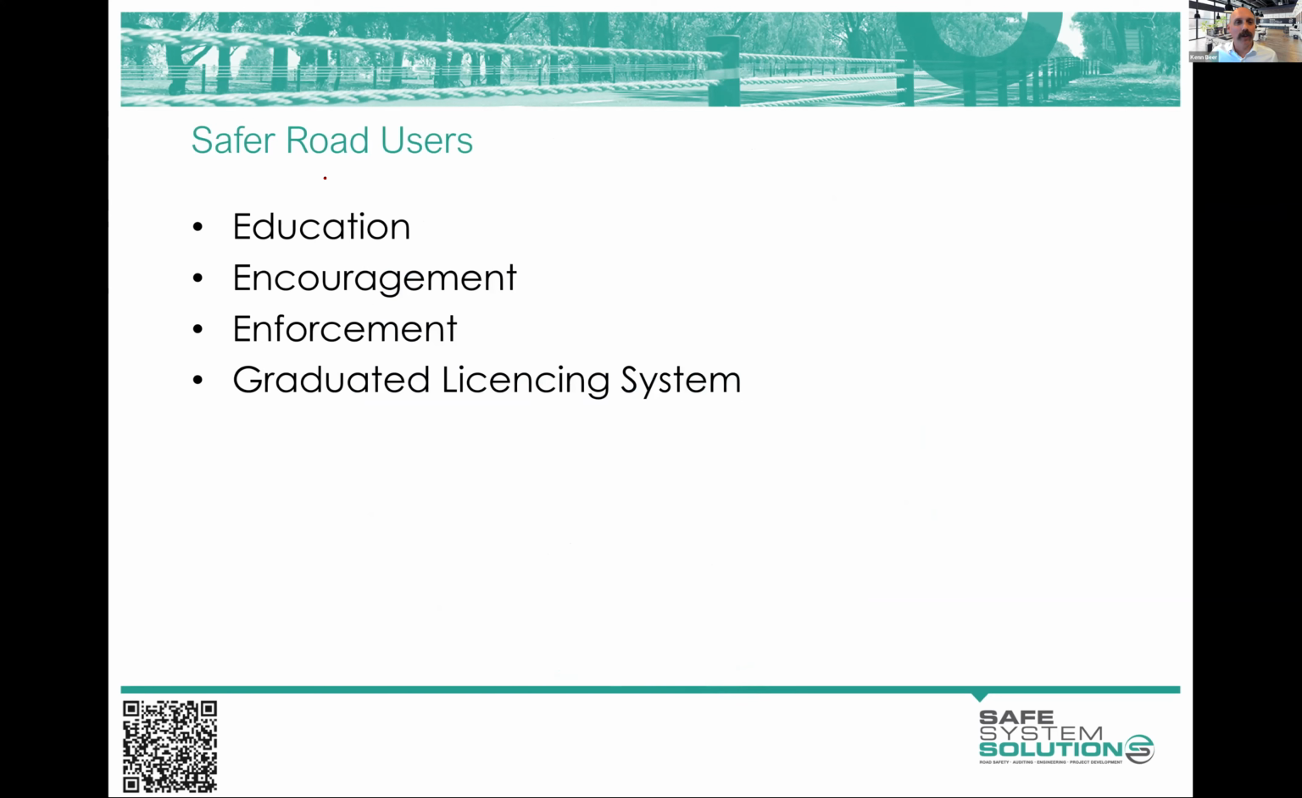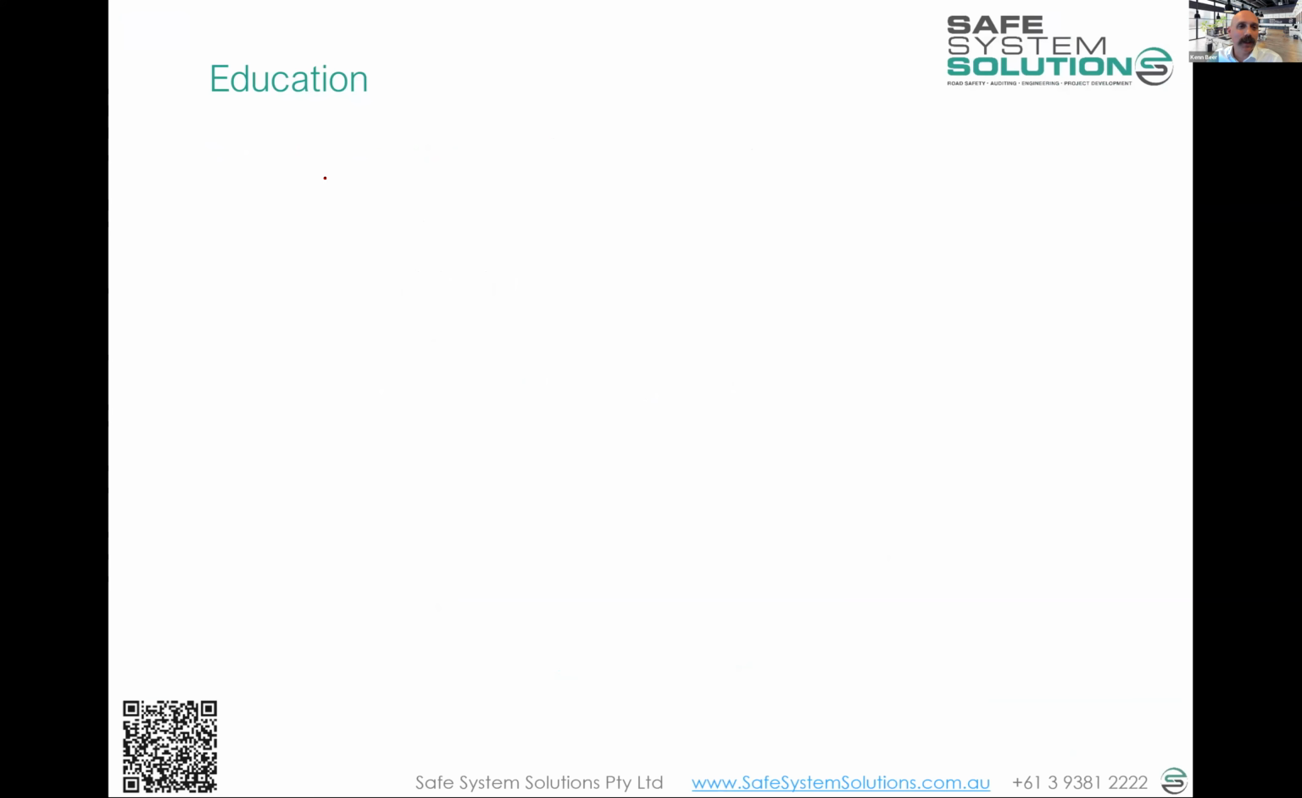So let's start with road users, and we have these sort of ways to influence road user behaviour through education, enforcement, encouragement, and some sort of licensing system. I put there graduated licensing system, but your system for entry into the transport system. So let's just look at those briefly.